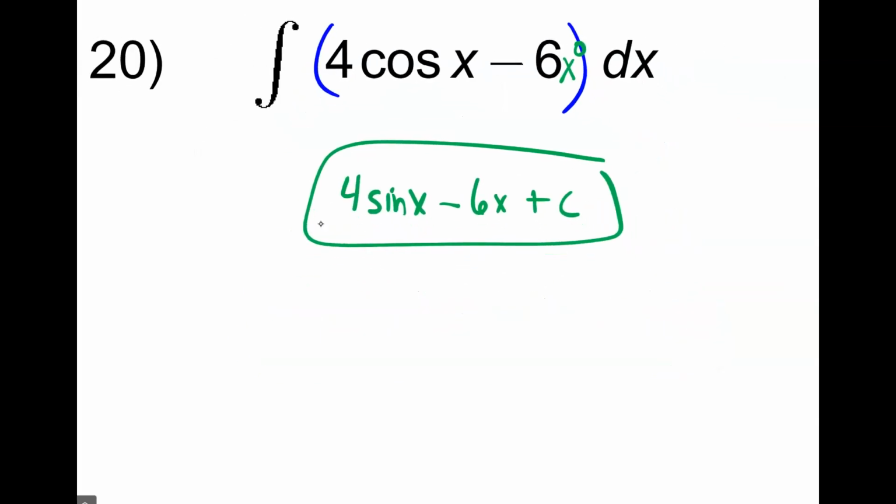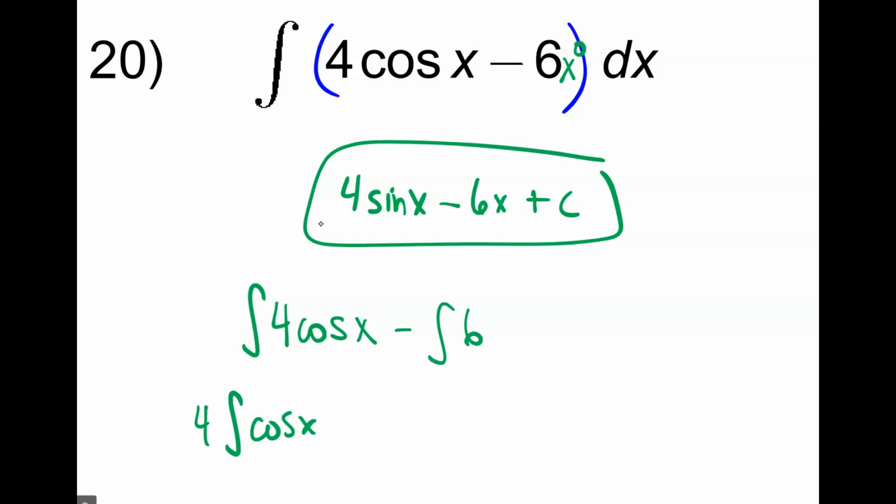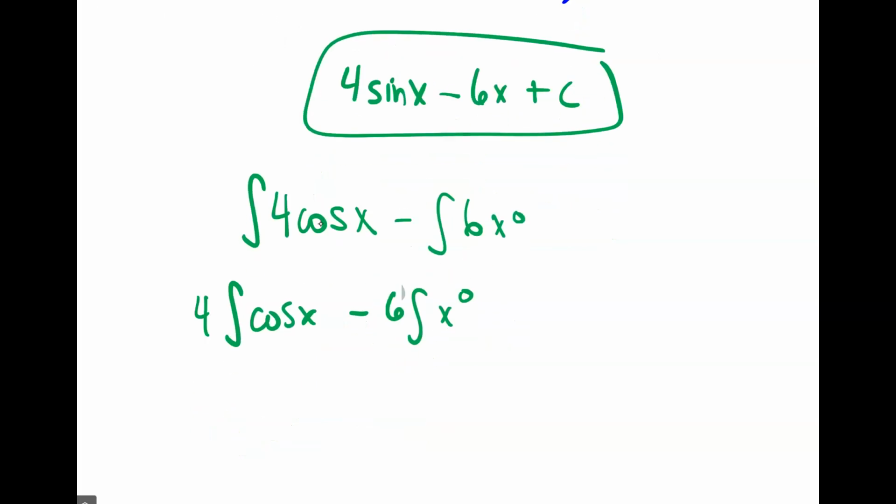Never forget the plus c. I'm going to do it the long way to really show you how you got all of this. So you have 4 times sine x minus 6 times x to the first, and then you have to add a plus c.